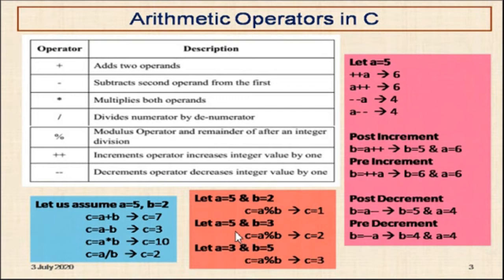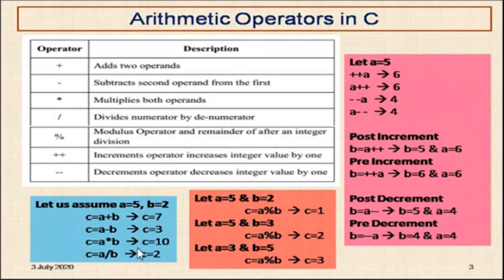Similarly, coming to the next example, A is equal to 5, B is equal to 3, that is 5 mod 3. Here quotient is 1, remainder is 2, that is why the answer is 2. One more example, A is equal to 3, B is equal to 5, 3 mod 5. Here the remainder is 3 because 3 divided by 5 means quotient is 0, remainder is 3. So the mod operator provides the remainder 3 as the output. Okay.